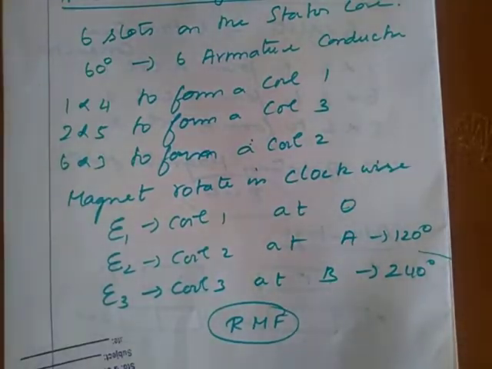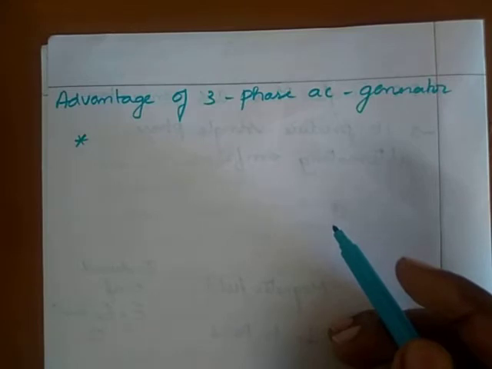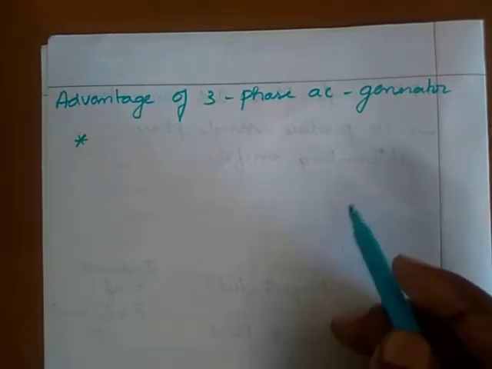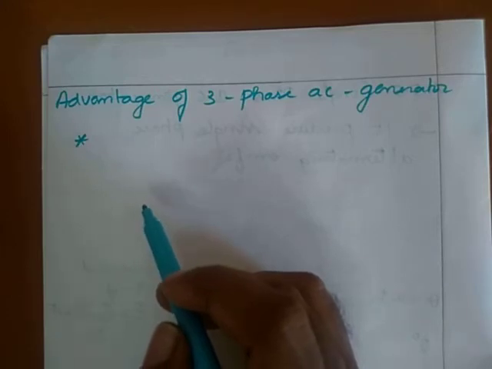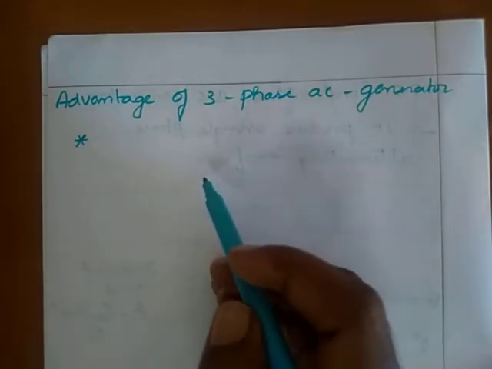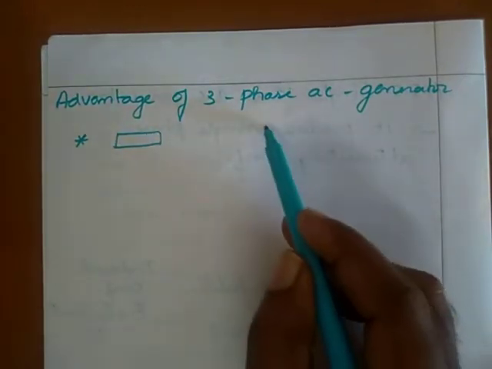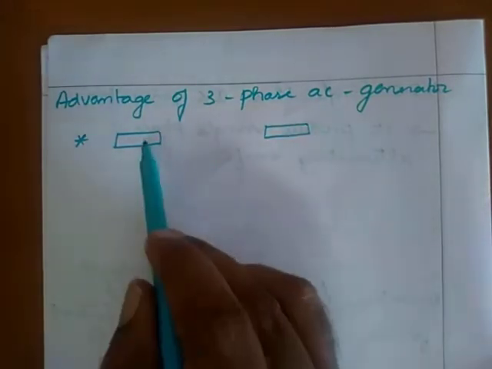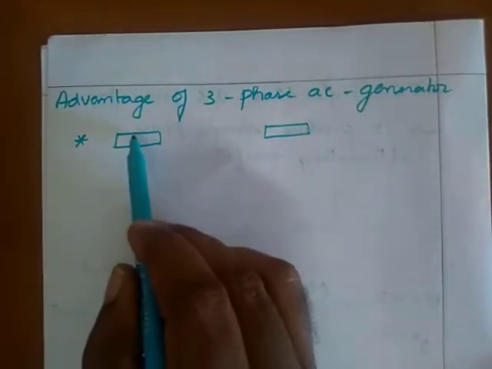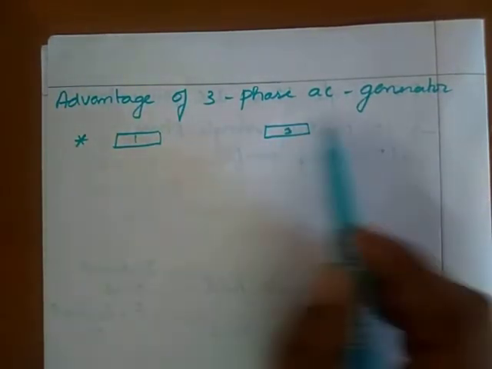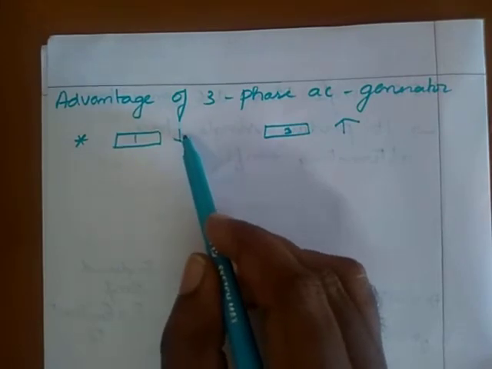Let us see the advantages of the 3-phase AC generator. First advantage is, for a given dimension of the generator, a 3-phase machine produces higher power output than a single phase machine. Here it is a single phase machine, and it is a 3-phase machine. These two are of the same dimension, but the 3-phase produces more output. Here it produces less compared to this.